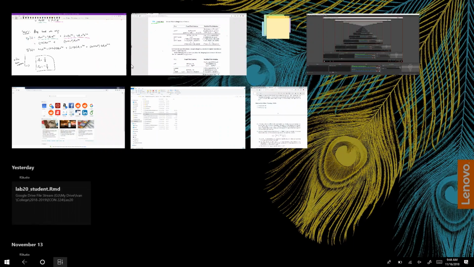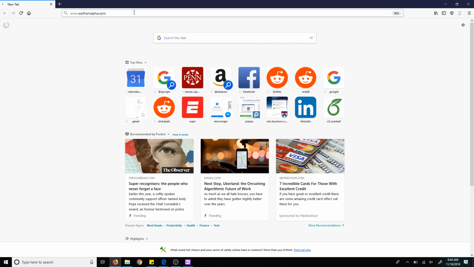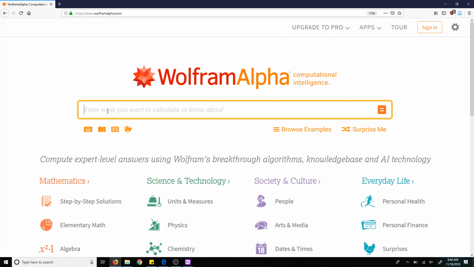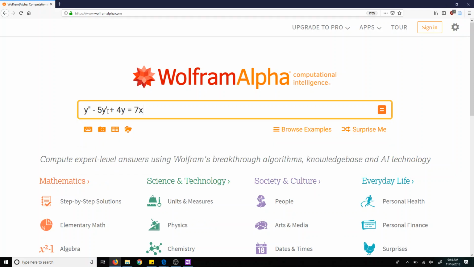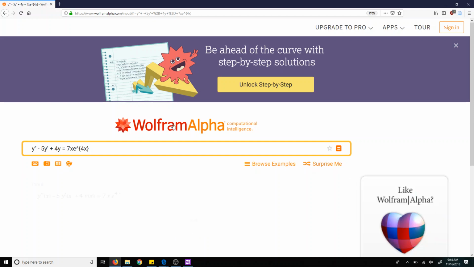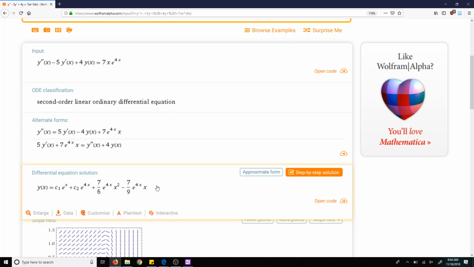So one thing that you can do to check yourself is to plug this into Wolfram Alpha. If you go to Wolfram Alpha, you can literally just plug in diffy Q's into this thing, which is really nice. So y double prime minus 5y prime plus 4y is equal to 7x e to the 4x. Okay, and so here's your input, and then here is your differential equation solution down here.